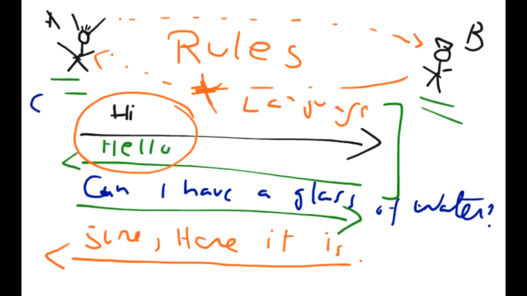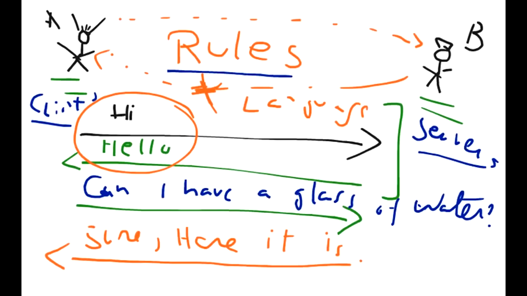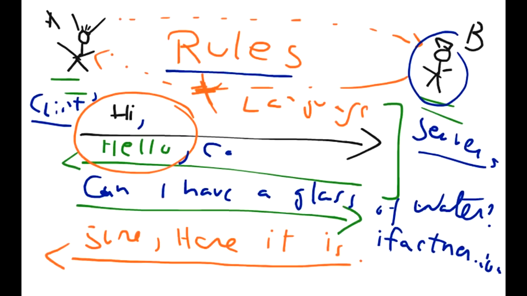Let's suppose that person A is our client in terms of computers, and person B is our server. So clients and servers also have to follow some kinds of rules to communicate with each other. First, the client asks, hi, can I connect to you? The server says, hello, yeah, you can connect to me. And then the client says, can I get this, for example, web page, ifactoner.com/index.html. And if the server is able to fulfill the request, then it would make a copy of that page and give it to the client.